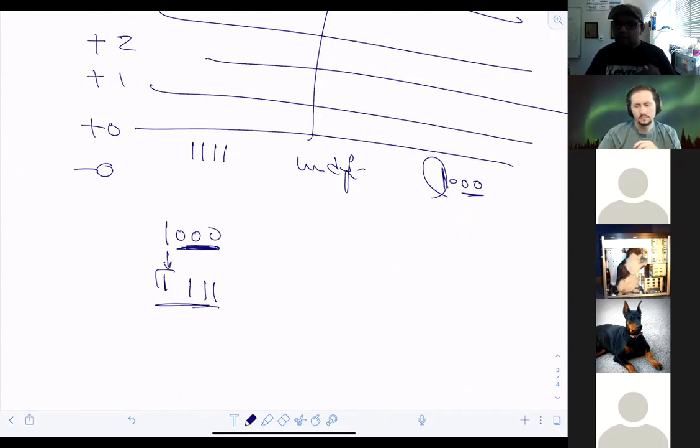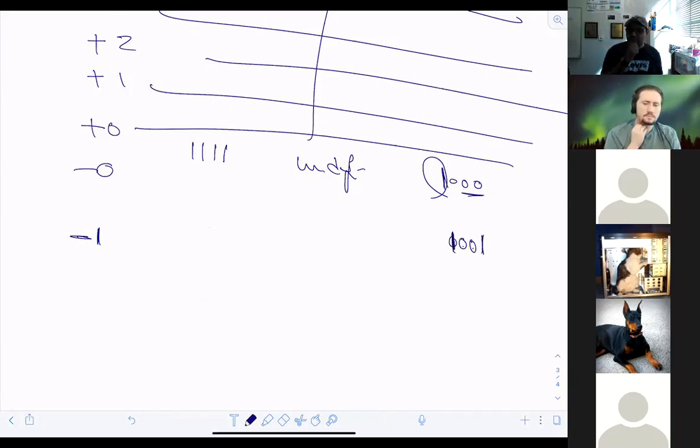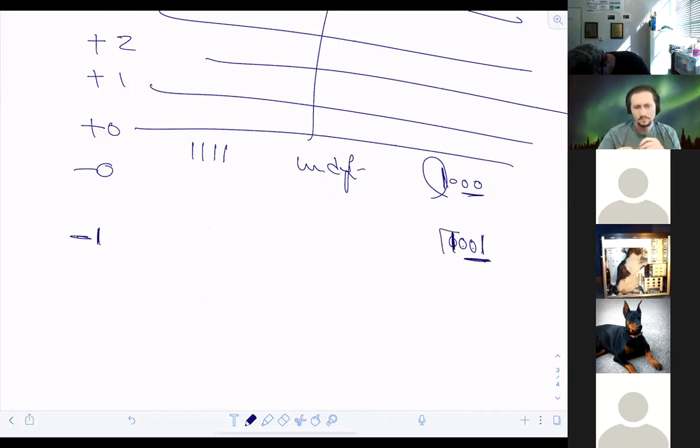I'm not even going to use it. -0 helped me to understand what I'm going to do with the rest of the negative numbers. That makes sense? So now if I say -1, that's a straightforward negative value. -1 in sign magnitude is a 1 for the sign and 0, 0, 1 for the value. So this is the value 1, and this is the sign.